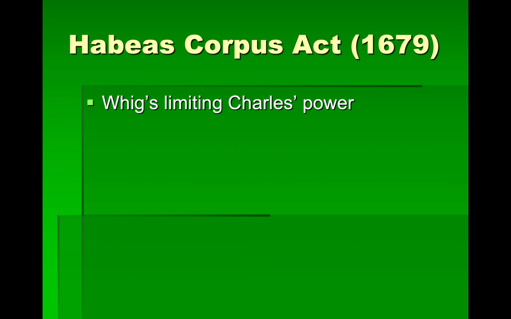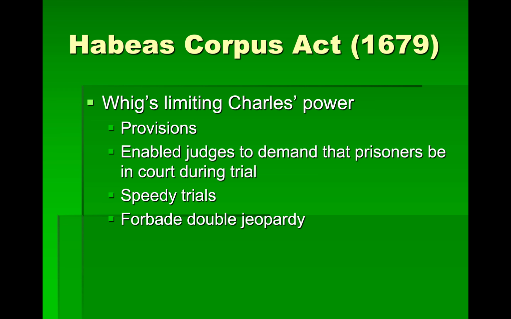All right, the Habeas Corpus Act. Okay, we're going to see Parliament continue to go after Charles's power. Okay, they're going to enable judges to demand that prisoners be in court during trial. They're going to have the right to a speedy trial. It's going to forbid the notion of double jeopardy, which is when you are charged with the same crime twice. Okay, you can't be charged with the same crime twice. All right, so again, trying to limit the monarch's power. And we saw that, right, with the Petition of Right.